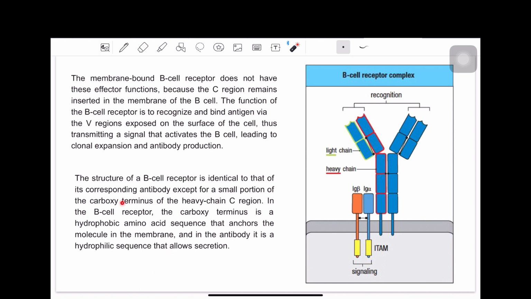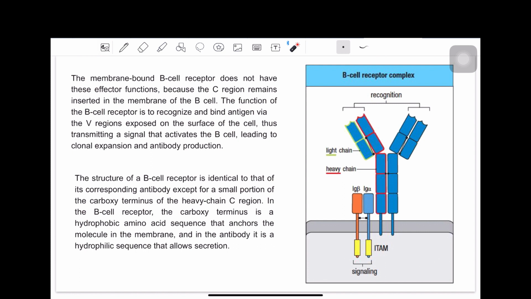So the hydrophobic amino acid sequence comes in the B cell receptor, which has to go into the cell membrane, and in the case of the antibody, there comes the hydrophilic sequence, which is not attached to the surface of the cell anymore. It is secreted. Now, how come the B cell receptor and the antibody, which is the secreted form, gain these different amino acid sequences?